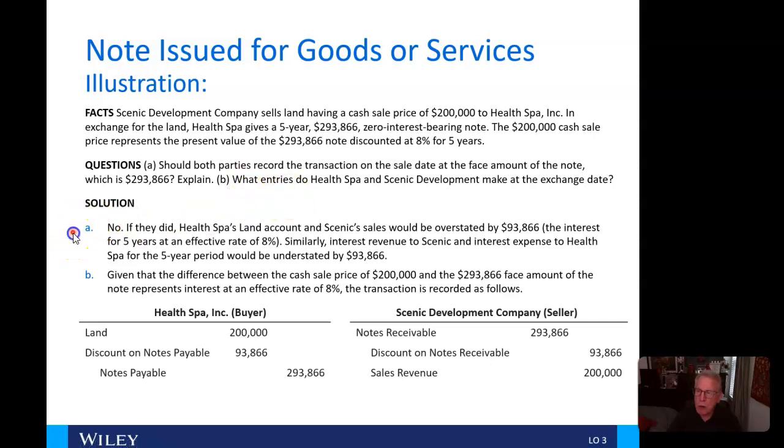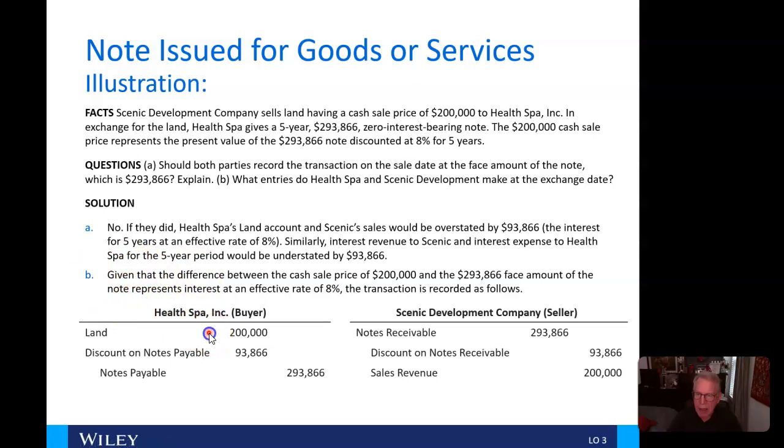So for the solution under Alpha, no, they're not going to record the same amount. If they did, Health Spa's land account and Scenic's sales would be overstated by $93,866, and that's the interest for 5 years at an effective rate of 8%. Similarly, the interest revenue to Scenic and the interest expense to Health Spa for the 5-year period would be understated by that same amount.